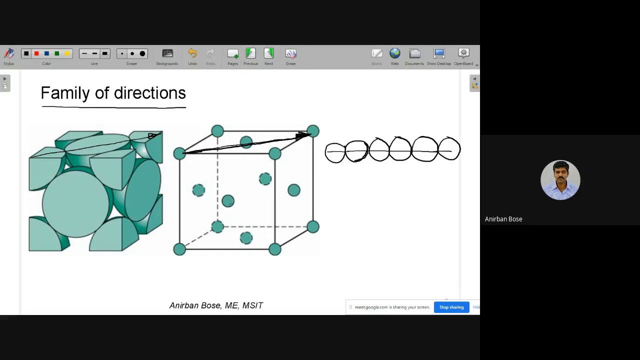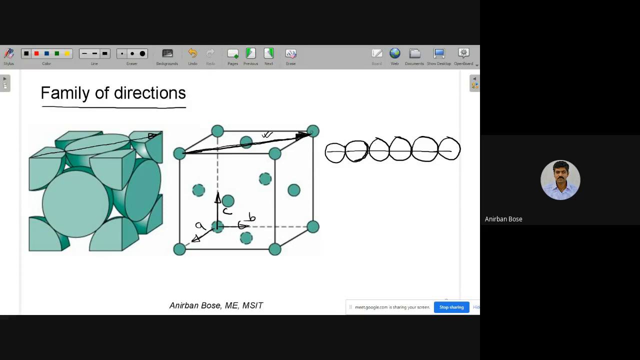Okay. So now you see another direction I am showing you. If you consider this is C, this is B, and this is A direction, and definitely you can find out the Miller indices of that direction. You can easily find out the Miller indices of this direction. Very quickly tell me what will be the Miller indices of this direction.